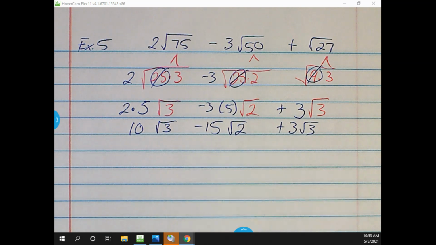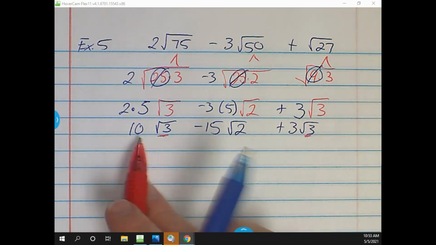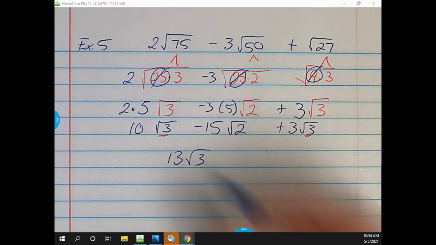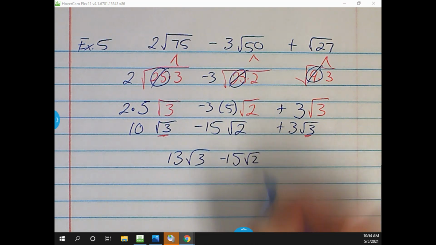Okay, so we've got 3 terms. 2 of them have the same radicands. Both of them have square root of 3s. So we can add these 2 together. So we'll do 10 plus 3 to make that one 13 square root of 3. And then the 15 square root of 2, that's just going to follow back behind it there. So it's going to be minus 15 square root of 2.